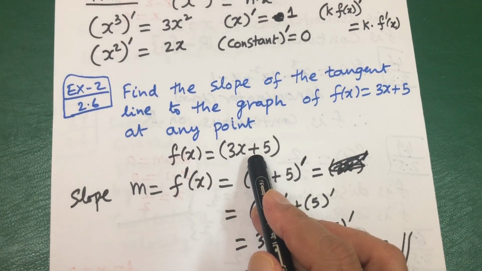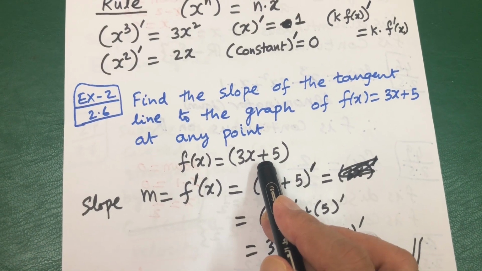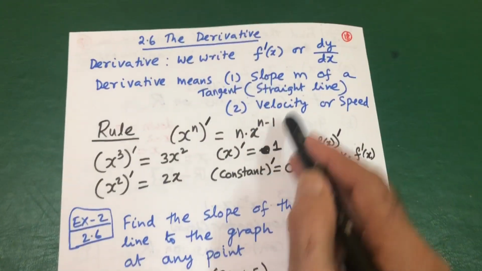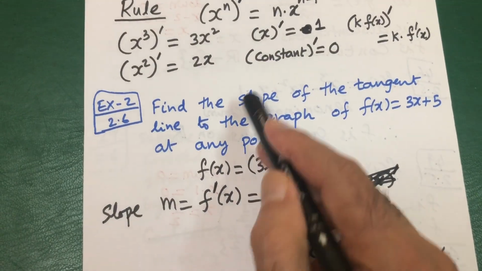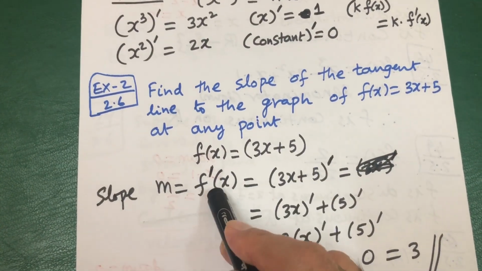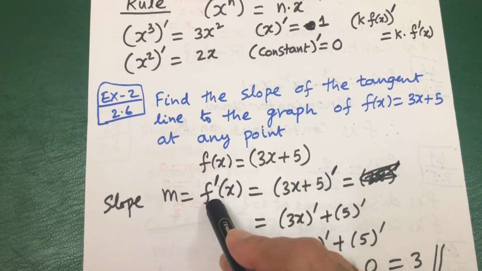What is f(x)? 3x plus 5. What do you want? Find the slope. Slope or velocity is the derivative. So in other words, find the derivative. So slope m is equal to the derivative, f'(x), which is f dash x.